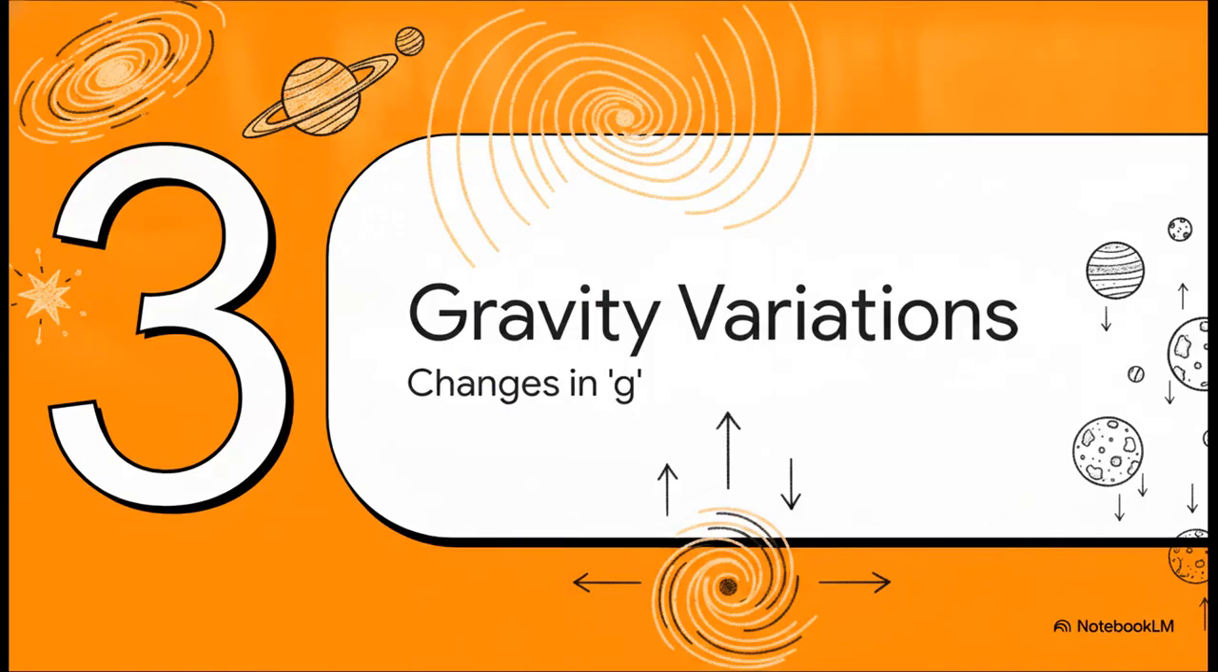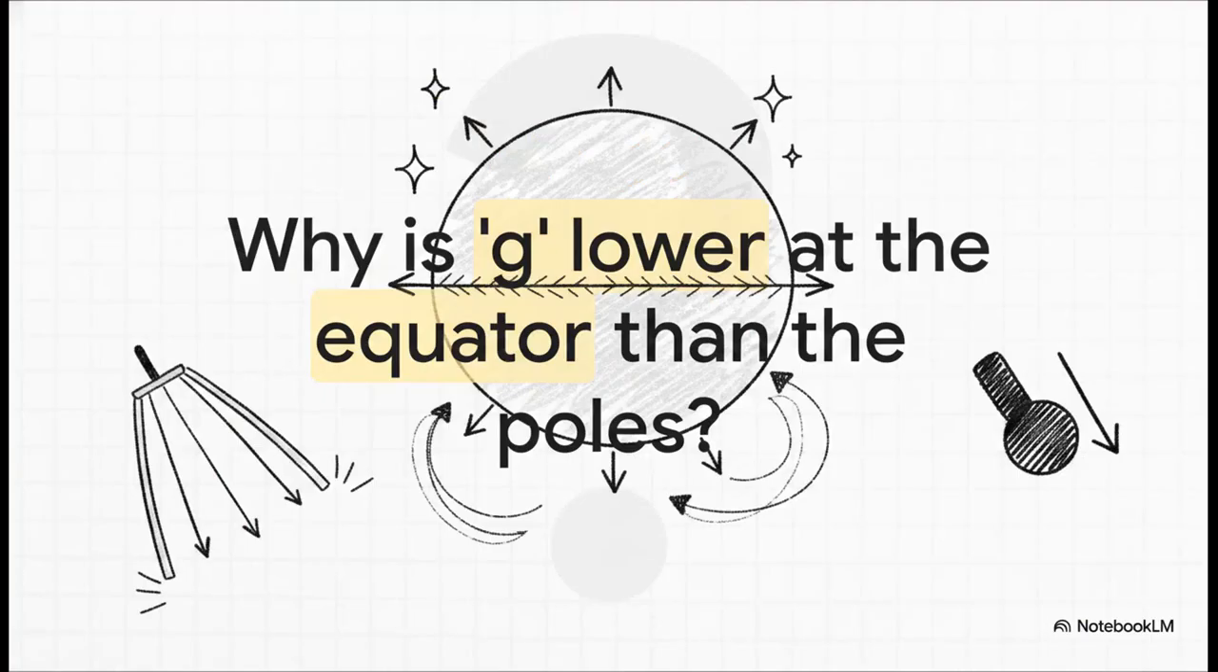Next up, Section 3. Variations of gravity. Let's move our narrative upward and inward now. We kind of tend to think of gravity as this constant 9.8 meters per second squared everywhere, but nature is way more dynamic than that. Let's challenge a common assumption with a specific question straight from the curriculum. Why is the value of g actually lower at the equator than it is at the poles? If Earth is Earth, shouldn't gravity just be the same everywhere you stand?